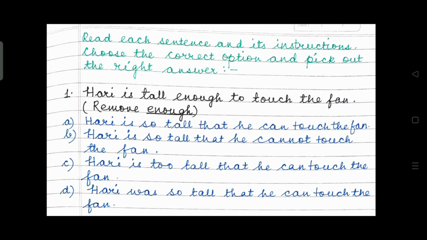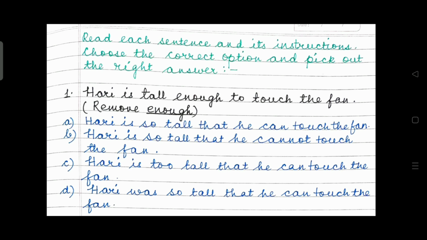Now, whenever you have enough in a sentence and you have to remove enough, what will you do? You will have to add so. And along with so, what is the construction? So that. In this case, the sentence is in present tense, is tall enough. Hence, option D is incorrect because here it says Hari was so tall. Past tense. So, I will not take this into consideration.